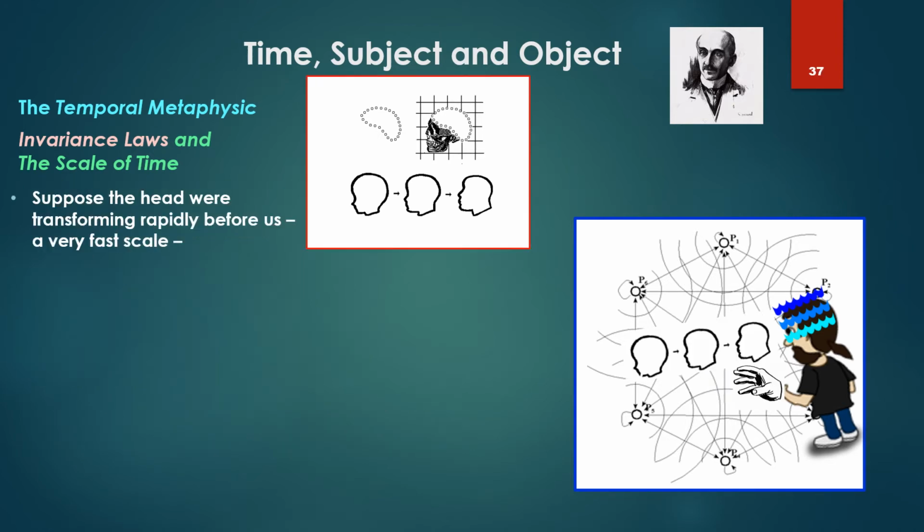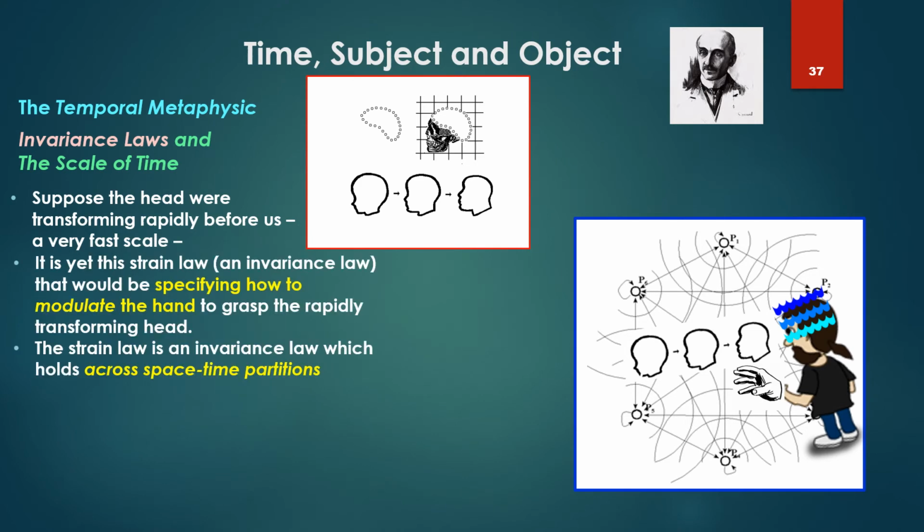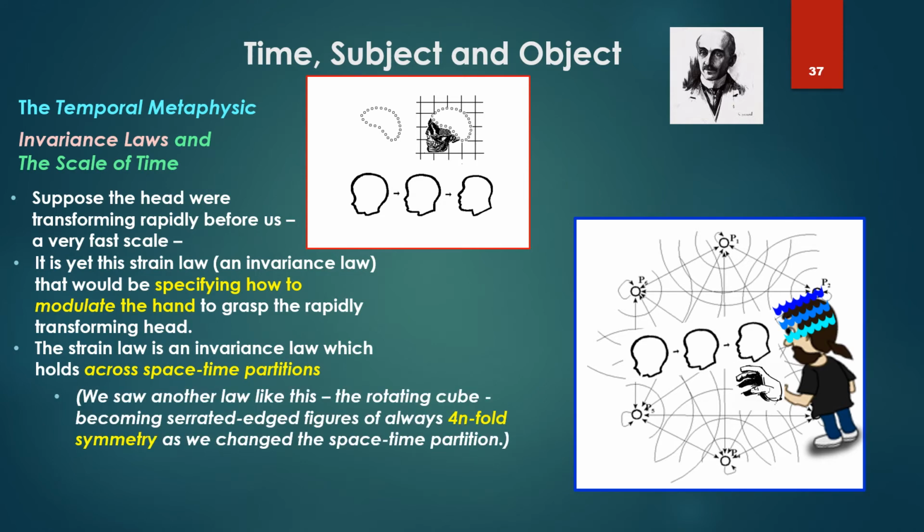Suppose the head were transforming rapidly before us at a very fast scale. It is the strain law, an invariance law, that will be specifying how to modulate the hand to grasp the rapidly transforming head. The strain law is an invariance law which holds across space-time partitions. We saw another law like this, the rotating cube, becoming serrated edge figures of always 4n-fold symmetry as we change the space-time partition.